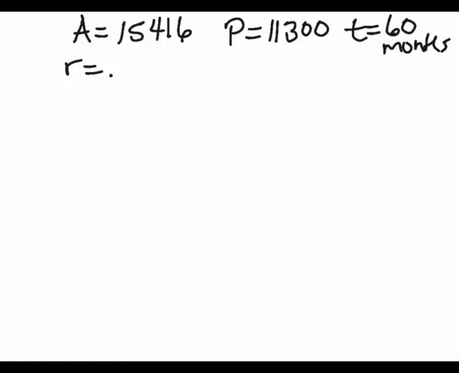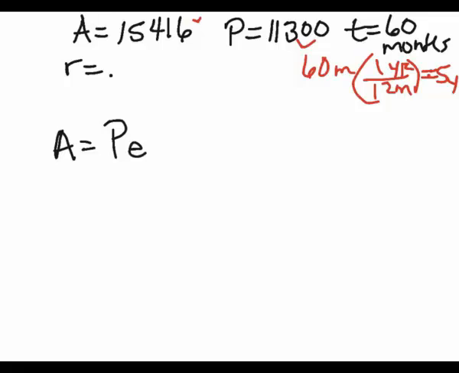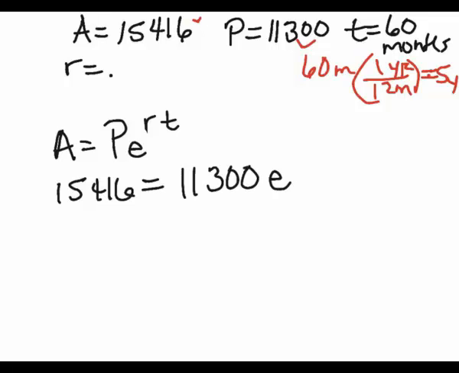Alright, I'm going to check my checklist. Dollars, 60 months. Oh, got to do a quick conversion. I know I have 60 months. In 1 year, there's 12 months, so that's 5 years. Okay, and then we're going to look for rate. My formula is A equals Pe to the rt power. So I have 15,416 equals 11,300 e to the 5r.